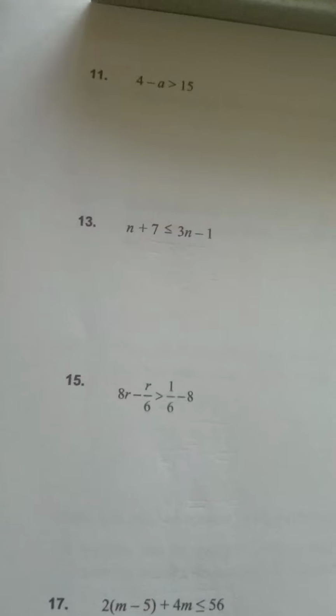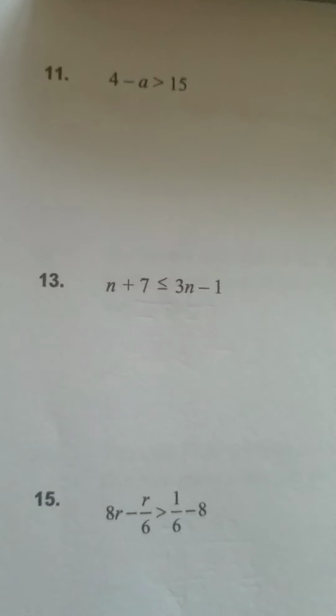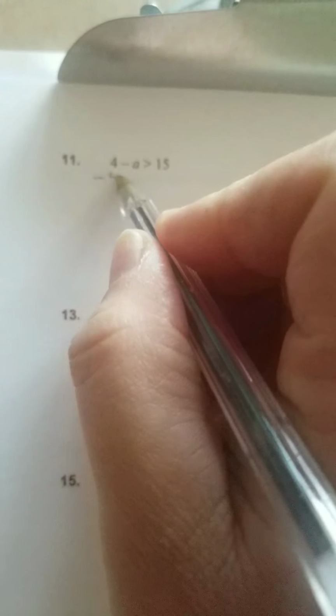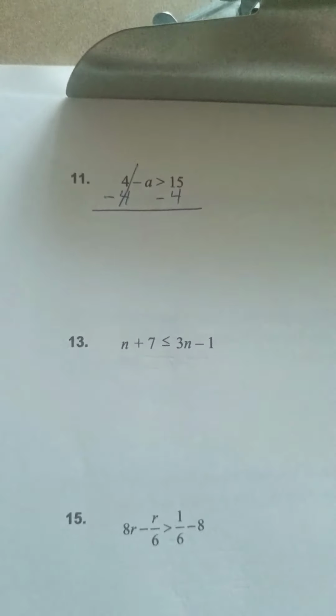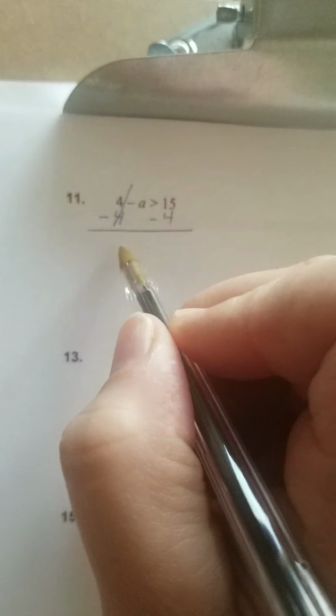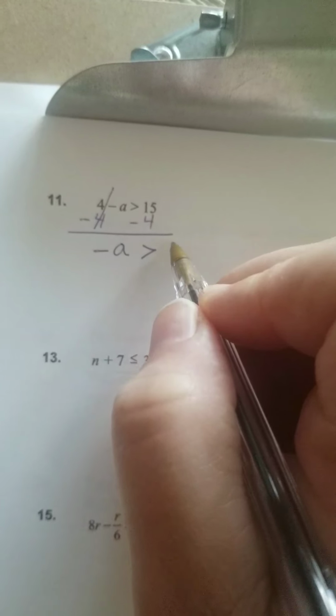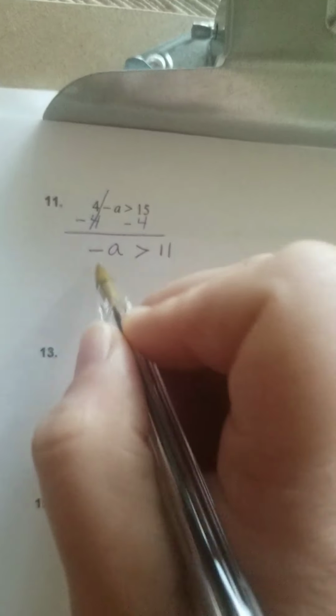Moving up to the second page, 4 minus a is greater than 15. We are going to subtract the 4 first. Those 4's will cancel. So I'm going to bring down, don't forget that negative sign with the a because it's in front of the a. And we get 11 here.